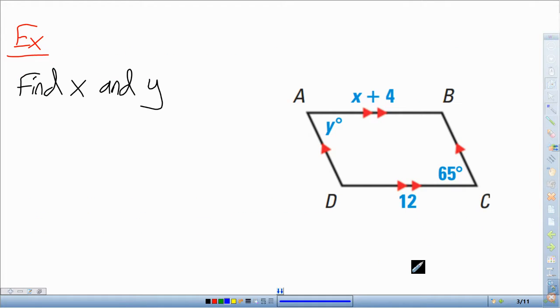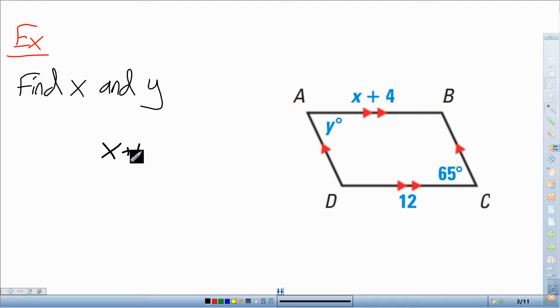With that in mind, let's try out an example asking us to find a couple of missing variables. Copy this and we'll do this one together. Find x, find y. Let's start with x. I can see that x is part of this side length right here. First of all, we have a parallelogram. Here's what we know about these opposite sides. They are congruent. So just like so many equations we make in this class, we can set these opposite sides equal to one another and solve.